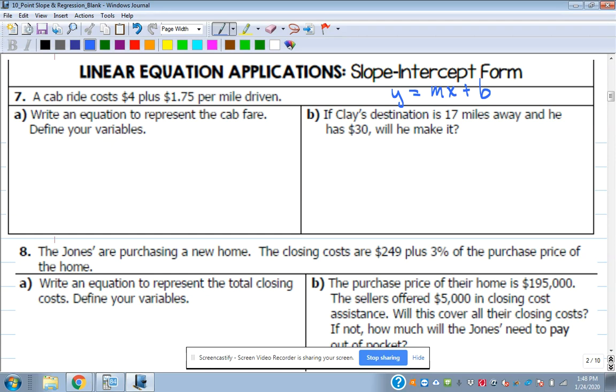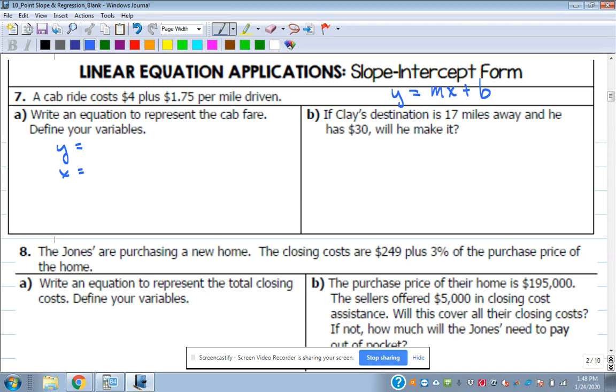So slope and y-intercept are the two numbers that we need from our word problem. This is really a basic word problem, just a one sentence deal. So write an equation that represents the cab fare and define your variables. If we're looking for slope-intercept form, we have to have a y and an x, right? Technically, we can use whatever letters we want to, but because we're thinking slope-intercept form, we're going to use y and x as our variables because those are the ones we're used to.